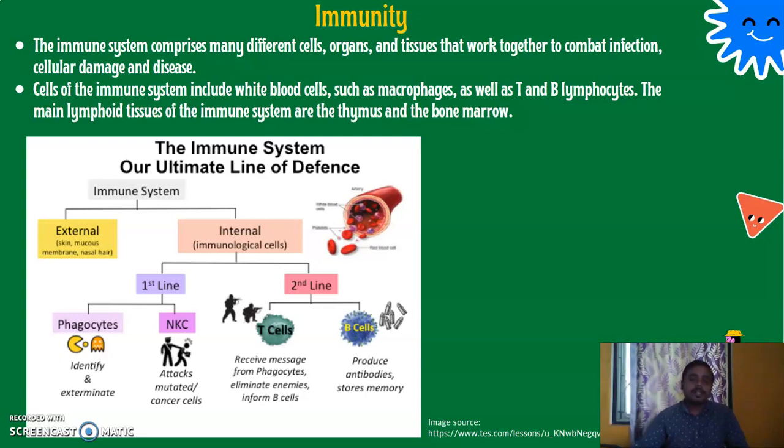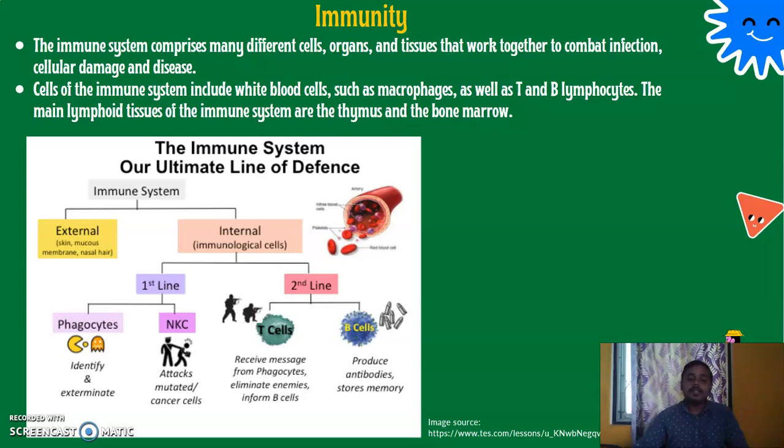Under the internal immune system, we have the first line of defense and the second line of defense. The first line of defense is taken care of mostly by the phagocytes, which identify and exterminate disease-causing pathogens. They are joined by another type of cell called NK cells, or natural killer cells. These natural killer cells attack mutated or cancer cells. So phagocytes and natural killer cells form the basic first line of defense against all disease-causing cells or organisms.